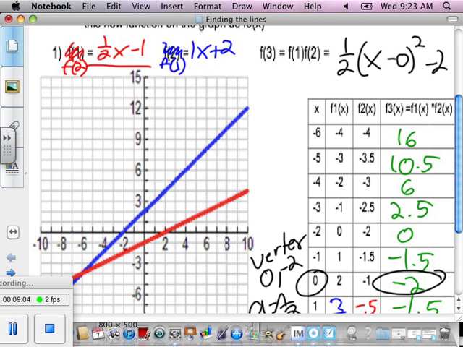Okay, let's do another one. Before we do another one, we're going to graph it and see what it looks like.